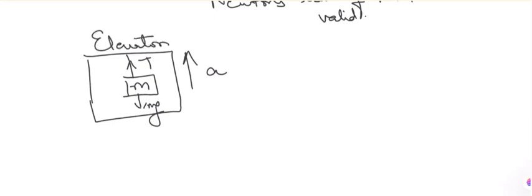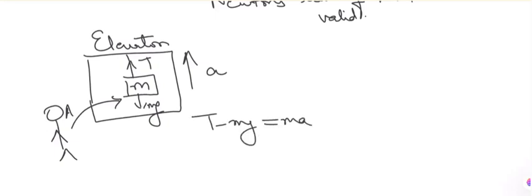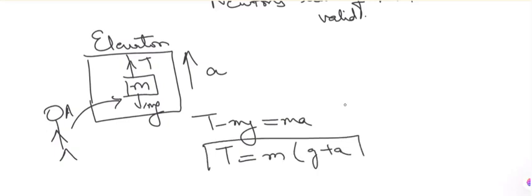A person is standing outside and observing this particular motion of mass m. So what will he say? He will say that T minus mg is equal to ma. So ultimately the tension force will be m(g plus a). It's going up, so the acceleration direction is up. The total force is T minus mg, which is equal to ma. I applied Newton's second law.